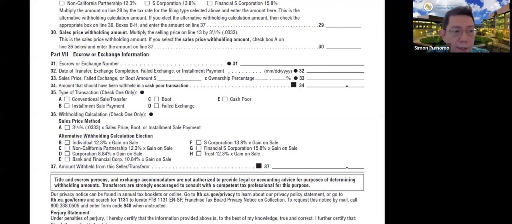Now, I will give you an example. Let's say you close an escrow on March 12th, 2024, and you submit this Form 593 on April 20th, 2024. That is considered on time. However, since you left line 32 blank, the system will put January 1st, 2024, and you can be liable to a penalty.